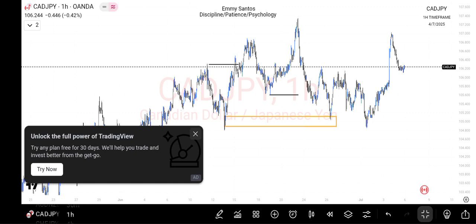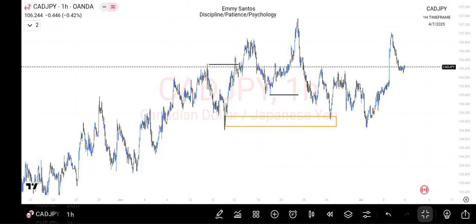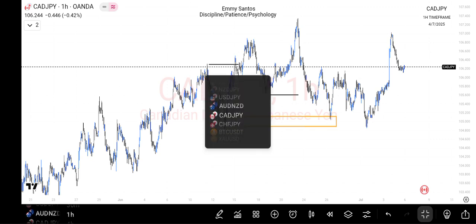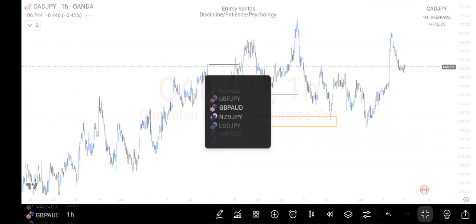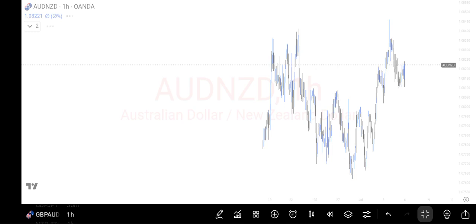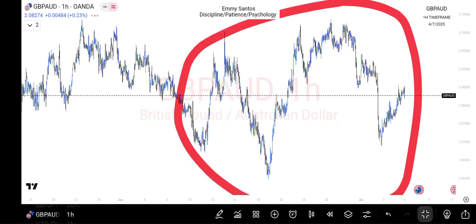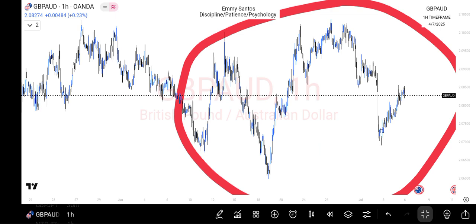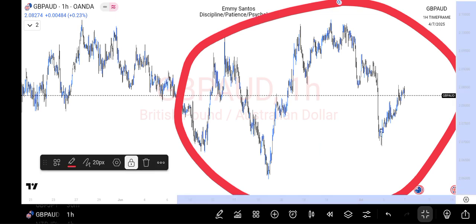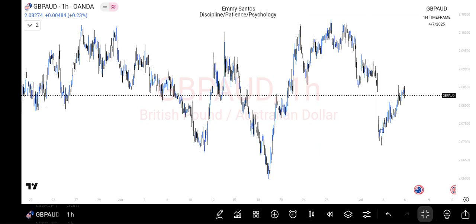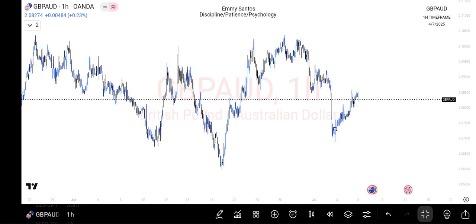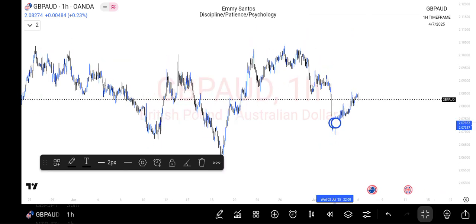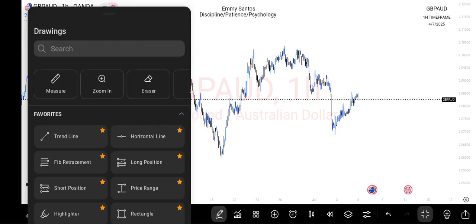So I think I have another one again. GBP AUD. Let me check. Okay, GBP AUD. This was the pair. This was the trade I took last week. I had to highlight it so that it will look simple for me to spot. So this is it.